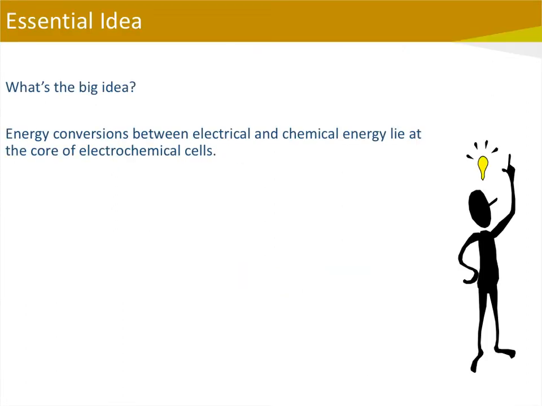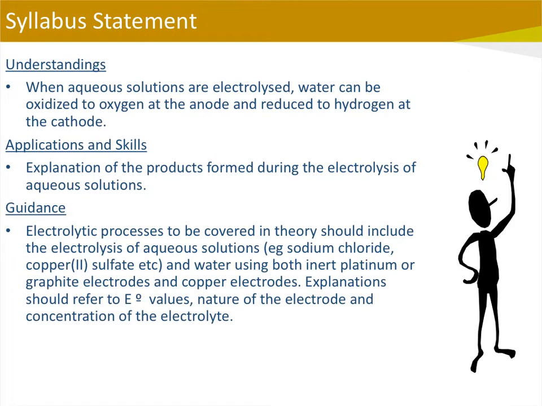The big idea is the same as 9.2b for electrolytic cells. Energy conversions between electrical and chemical energy lie at the core of electrochemical cells. Of course, we are focusing on electrolytic cells in this particular video. A series of syllabus statements that we will work through.